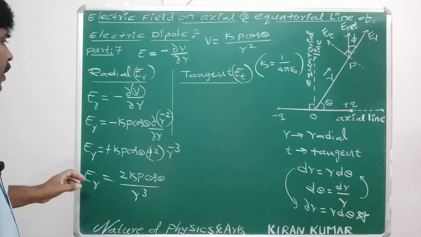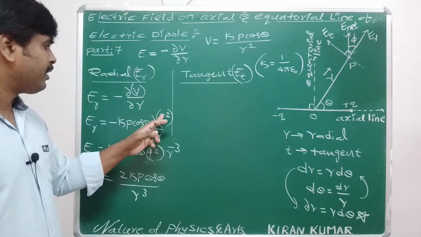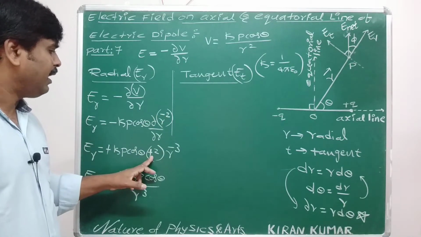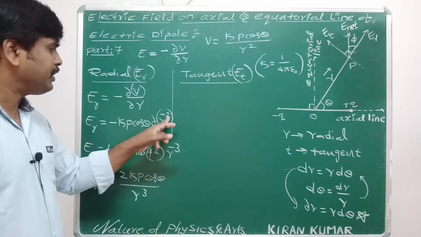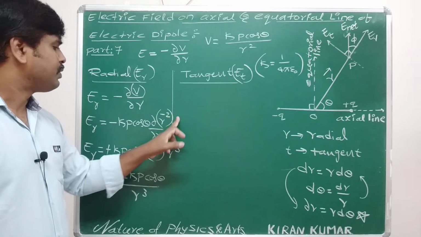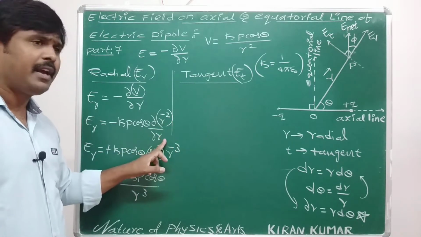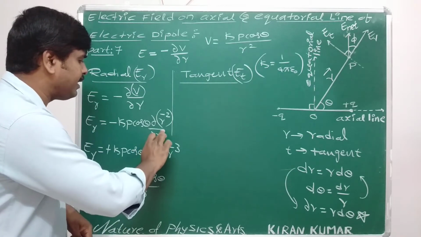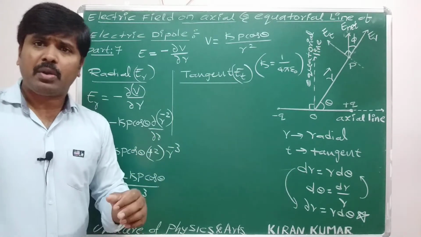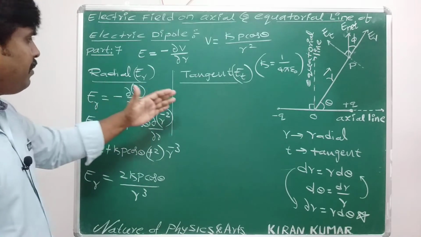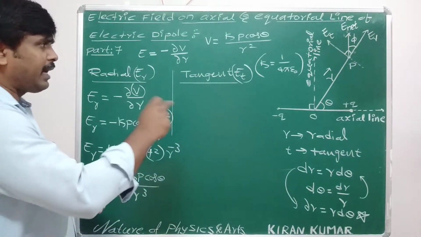Okay, so after partial differentiation here, minus 2 is common, and r to the power of minus 2 minus 1, so minus 2 minus 1 is minus 3, and dr by dr gets cancelled. Okay, and in continuation we are going to discuss the tangential value.